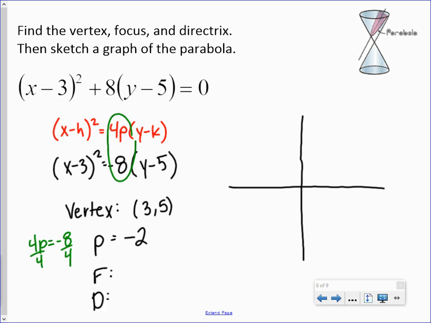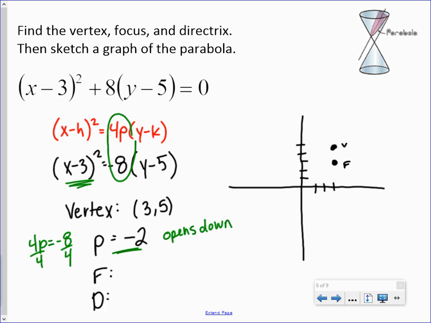So I'm going to plot 3, 5. That's my vertex. I'm going to label it with a V so I remember. This parabola opens in what direction? It's an x minus h squared, so it opens up or down. Because p was a negative, I know my graph opens down. So in order for my graph to open down, my focus must be going down. My p-value is -2, so from my vertex, I'm going to count 2 down.